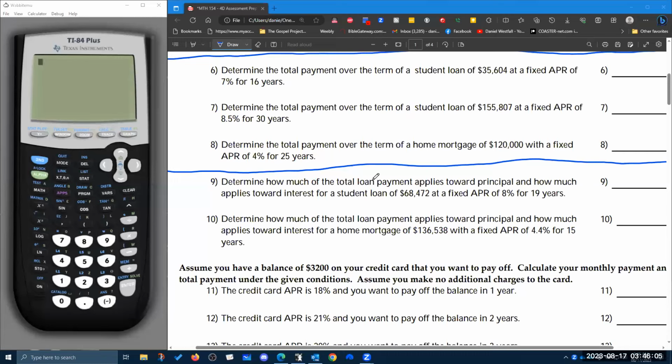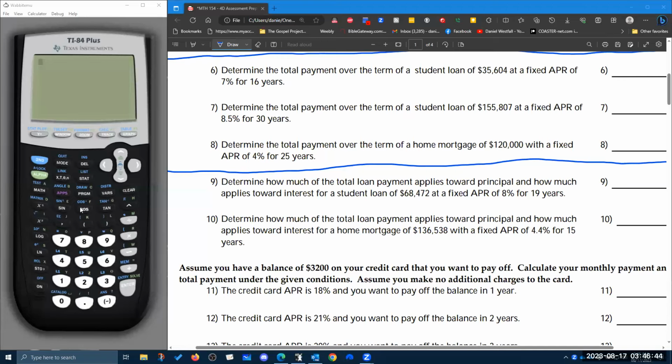In this video, we're going to make a slight variation to the payment formula to figure out the total amount that was paid over the term of the loan, meaning we're going to figure out what was paid in principal and in interest. So to figure that out, we're going to take the total number of payments and multiply it times the monthly payment.